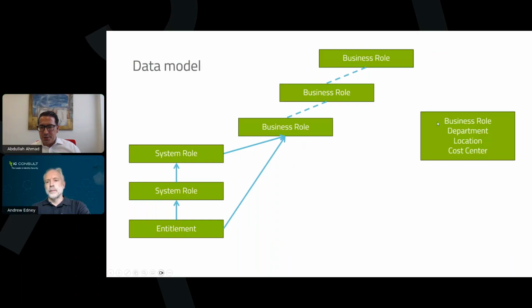So on the right side, you see not only the business roles, you also see the organizational objects like departments, locations, cost centers. All those objects can be built the same way, hierarchically, with top-down or bottom-up inheritance, and can contain all those objects. From the assignment perspective to the identities, there are three ways.